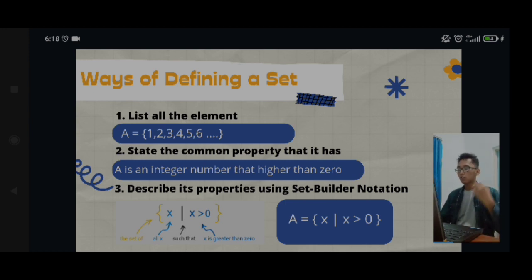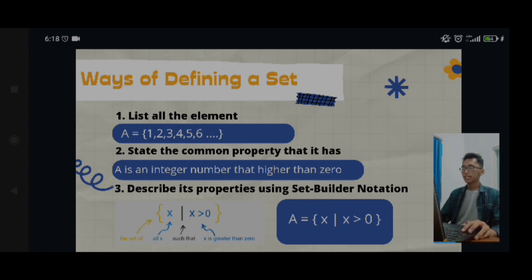And the last is to describe its properties using set builder notation. If you realize, in our second way of defining a set we use language, the English language. But in the third way, we use mathematical means. We use mathematical symbols and mathematical elements. That's why we can describe our properties, but instead of English language, like numbers higher than 0, we can just use this sample in math. So this third way of defining a set is the most commonly used in math and by other mathematicians.